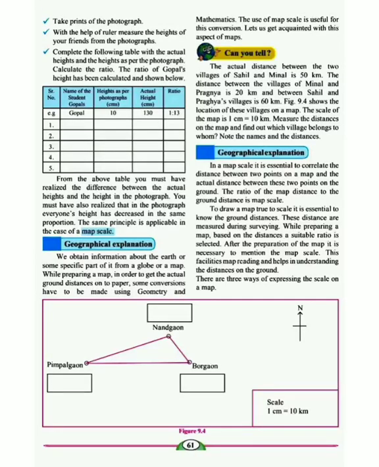Because the ground distance is necessary when you want to plot or draw a map. These distances are measured during surveying. While preparing a map based on the distance, a suitable ratio is selected. After the preparation of the map, it is necessary to mention the map scale. This facilitates map reading and helps in understanding the distance on the ground. There are 3 ways of expressing the scale on a map, right? Now when do they measure all these distances? When they do the survey, at that time they measure the distances. And you have to make sure that you are giving that reading.